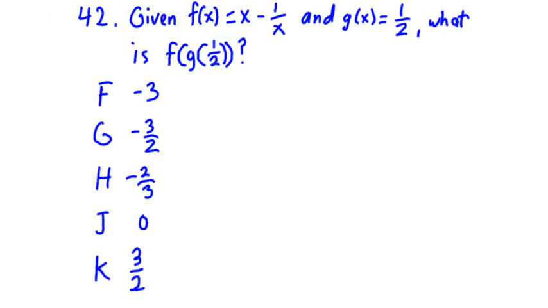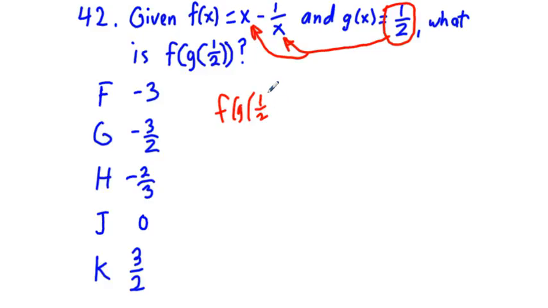All right, 42, given f of x equals x minus 1 over x and g of x equals 1/2, what is f of g of 1/2? So what we're doing is we're taking this 1/2, g, which is g, and plugging it in for this x here, and also for this x here. So f of g of 1/2 is equal to, we have 1/2 minus 1 over 1/2.